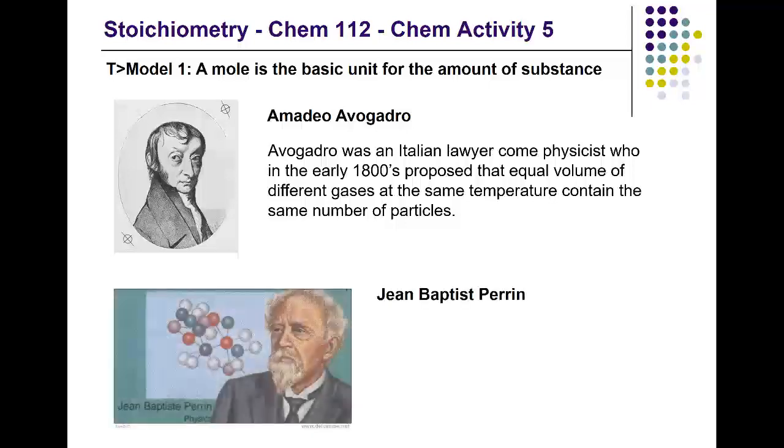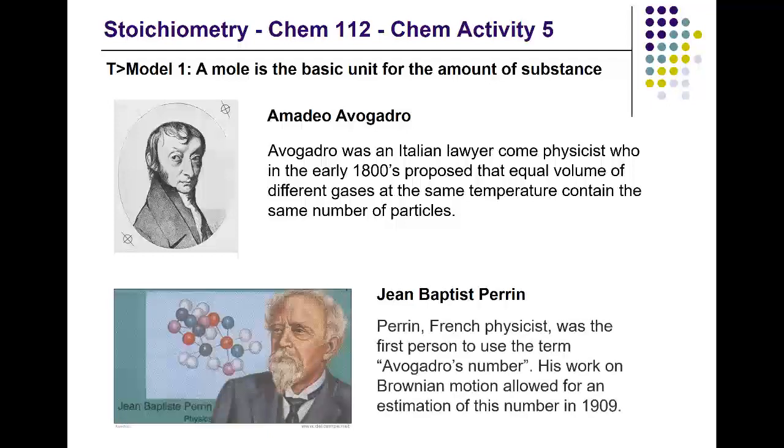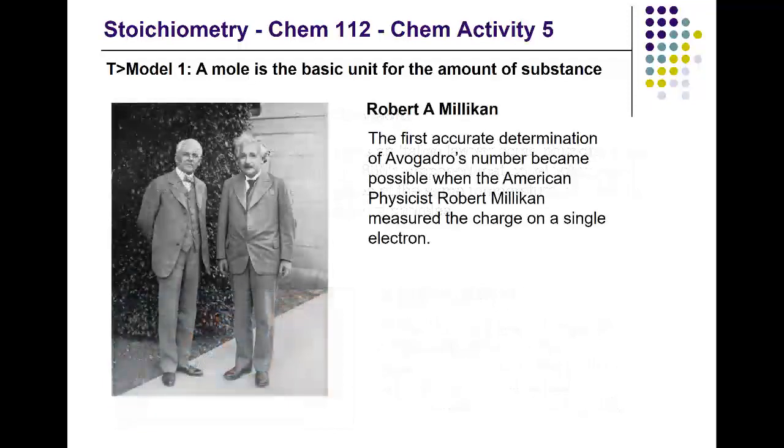It wasn't until the early 1900s that a French physicist, Jean-Baptiste Perrin, was the first to coin the term Avogadro's number. His work on Brownian motion allowed for an estimation of this number in 1909. Shortly after this, an American physicist, Robert A. Millikan, was the first to accurately determine Avogadro's number because he was able to measure the charge on a single electron to essentially 9 significant figures.